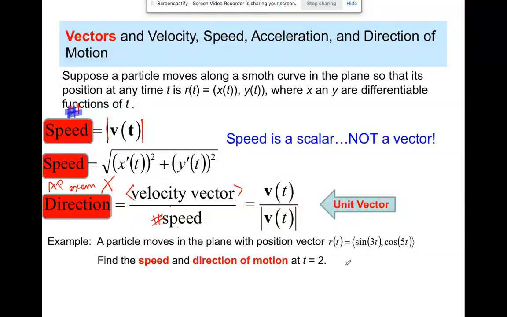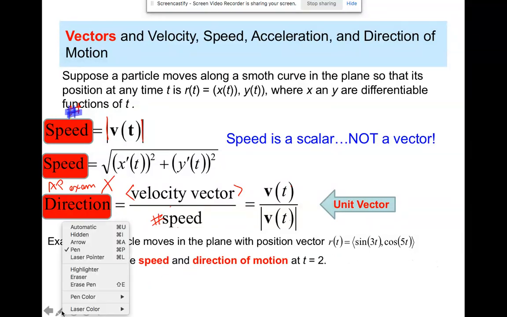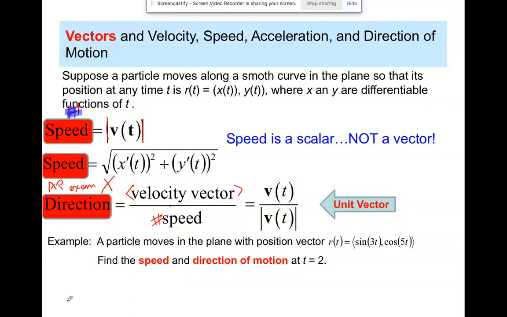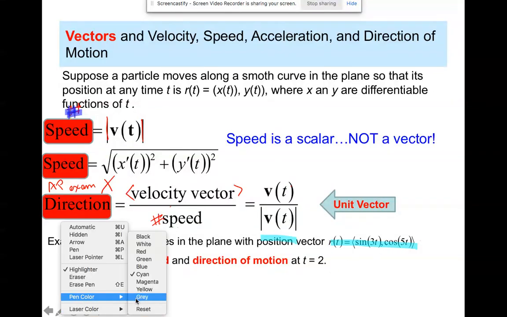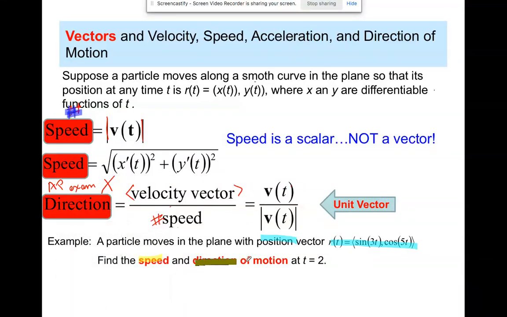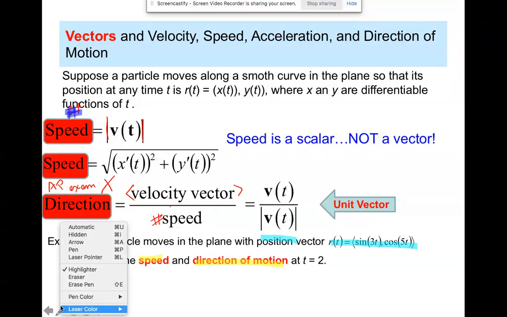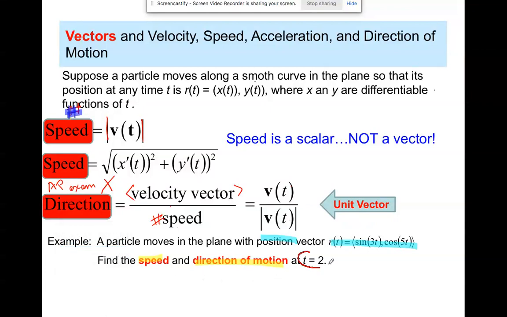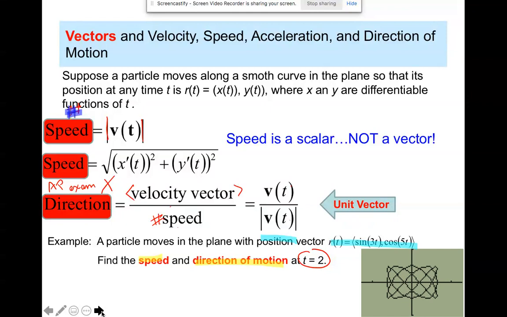the same vector, sine 3t, cosine 5t. This time find the speed and the direction. So again, you want to make sure that you highlight what you have. I'm given position, and they want me to find speed and the direction of motion at a particular time. So I'm going to be generating some values, not just vectors in terms of t. So it's the same graph, my same Lissajous.